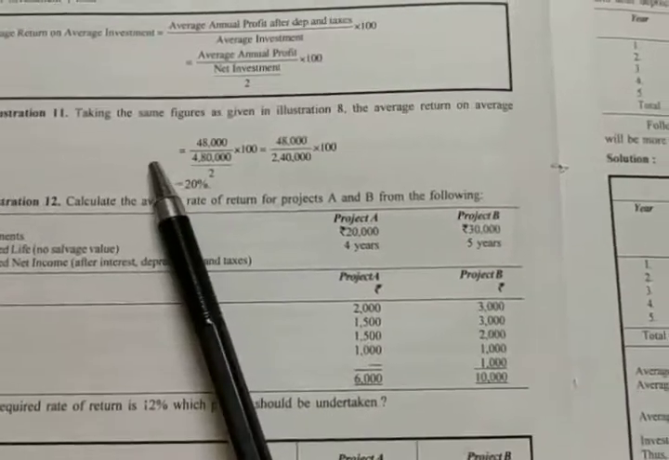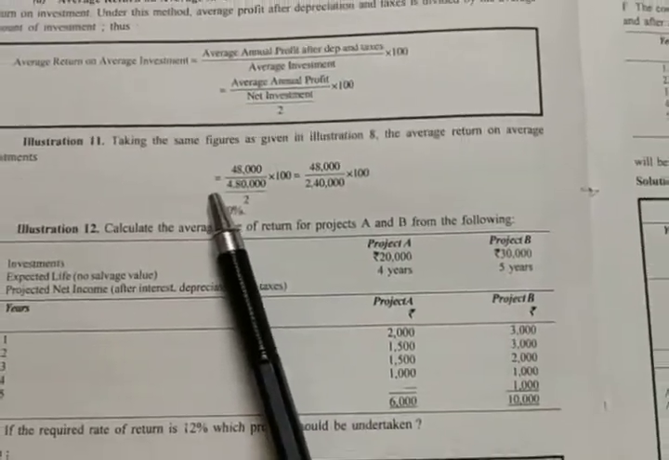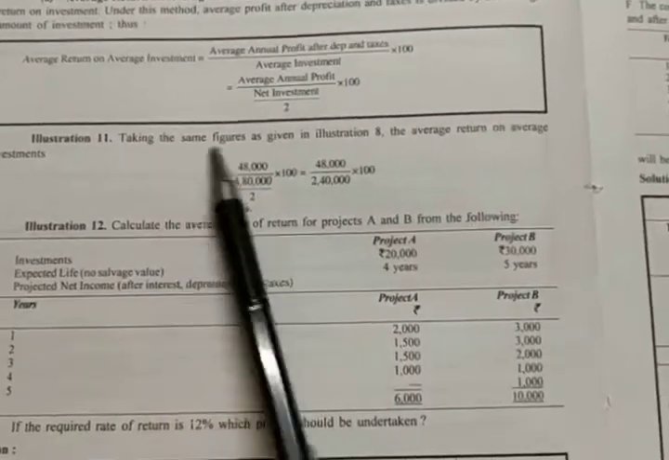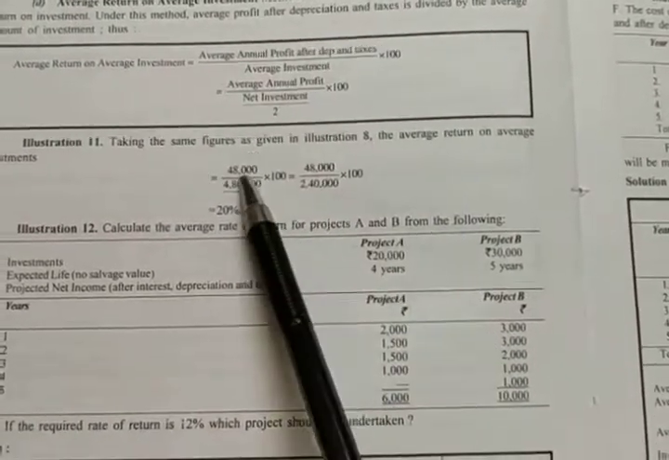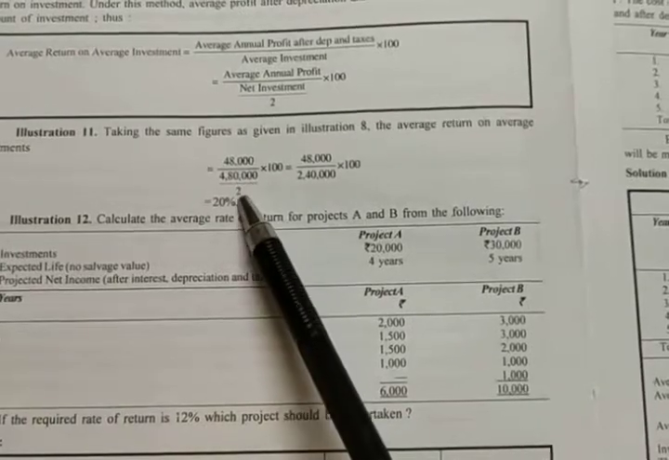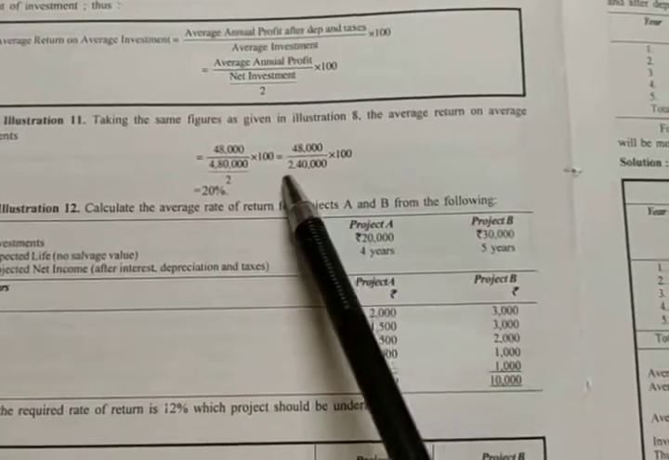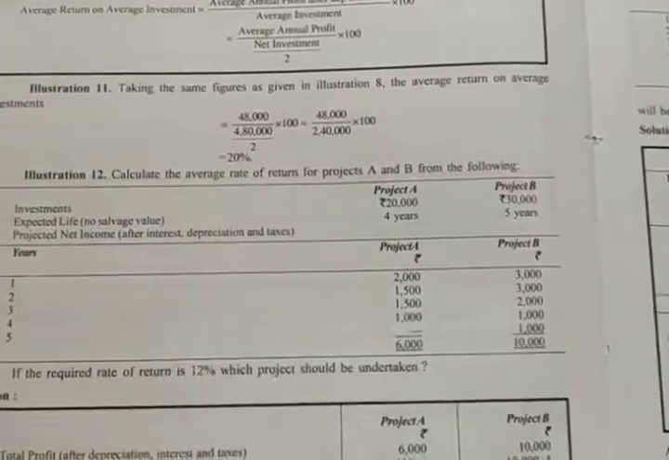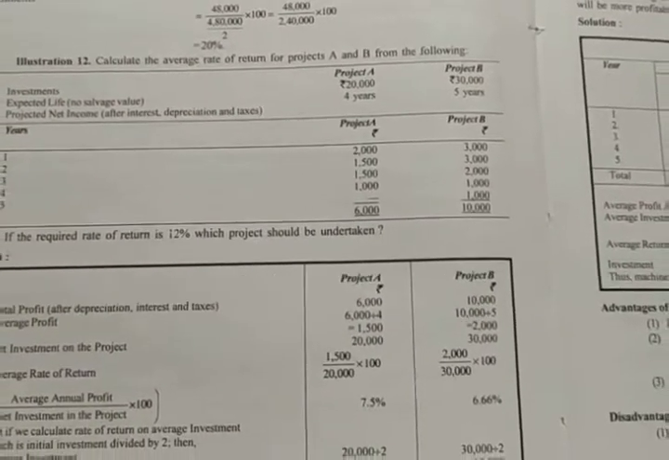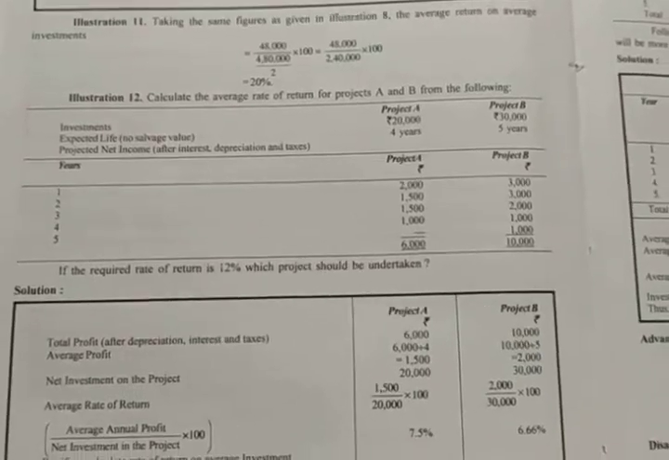They have directly applied the formula on the same problem. So they have applied the average annual profit, that was 48,000, divided by 4 lakh divided by 2, that is 2,40,000, into 100, so they got 20%. There are some examples over here that they have given, you can try this.